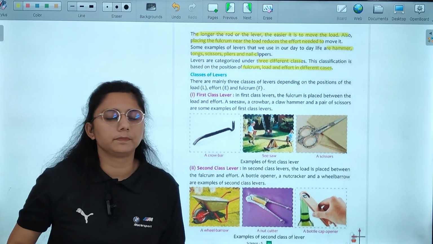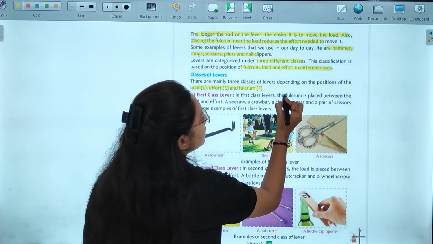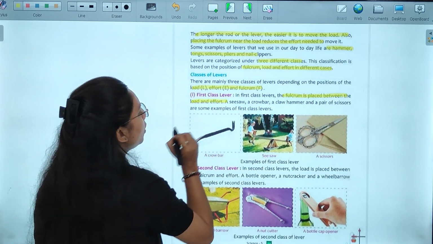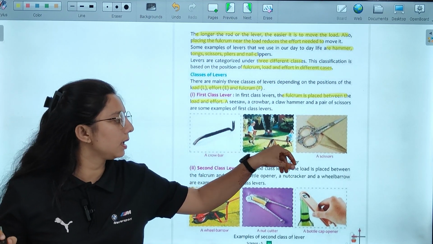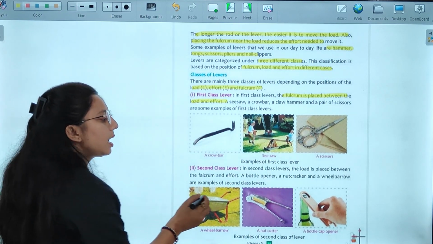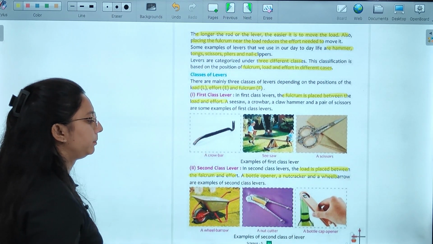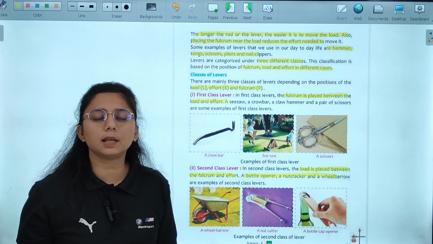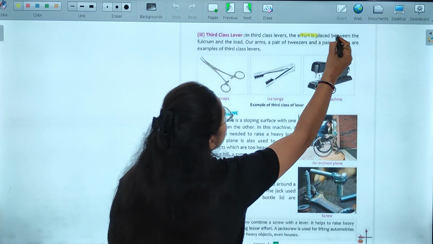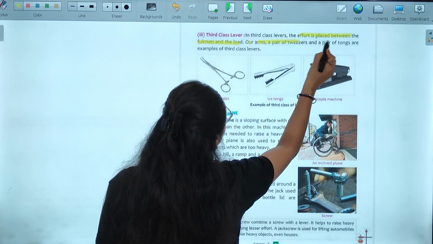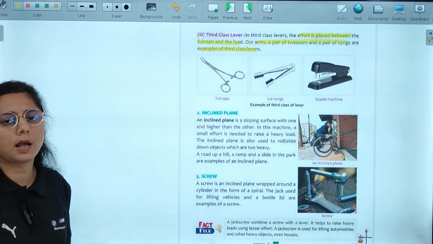Now, classes of lever, depending upon the position of load, effort and fulcrum. First class lever होता है जिसमें fulcrum को load और effort के बीच रखा जाता है. Load और effort के बीच में क्या होता है? Fulcrum होता है. Second class lever में load is placed between the fulcrum and effort, like a wheelbarrow. Then we have third class: the effort is placed between the fulcrum and load, and our arms, a pair of tweezers, a pair of tongs. What are these? These are examples of third class lever.